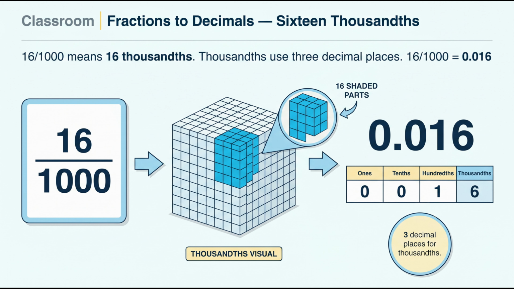Fractions to decimals, 12 tenths. 12/10 means 12 tenths. 10 tenths make 1 whole. So, 12 tenths is 1 whole and 2 tenths. 2 tenths is 0.2. So, 12/10 equals 1.2.